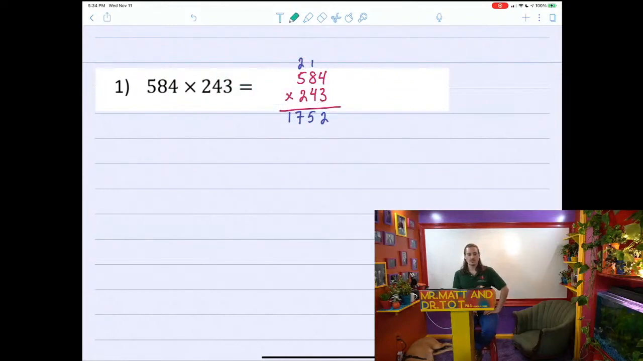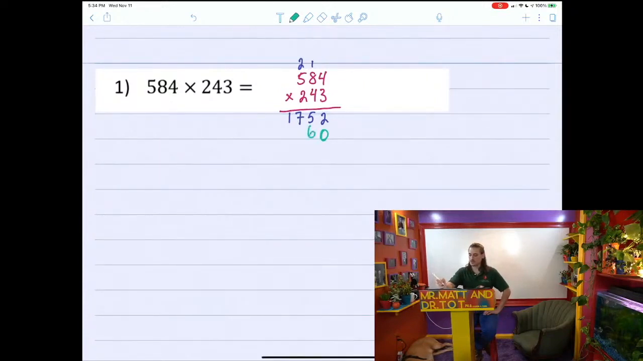Now we'll move on to the 4 in the tens value. So because it's in the tens value, I have to put a place marker of 0 in the ones to represent the tens unit, that we're starting with the tens unit. 4 times 4 is 16, so I'm going to keep the 6, carry the 1 over. 4 times 8 is 32. 32 plus 1 is 33. So I'm going to keep the 3, carry the 3 over. 4 times 5 is 20. 20 plus 3 is 23. There's no other digit to regroup over into, so I'm just going to write down 23.